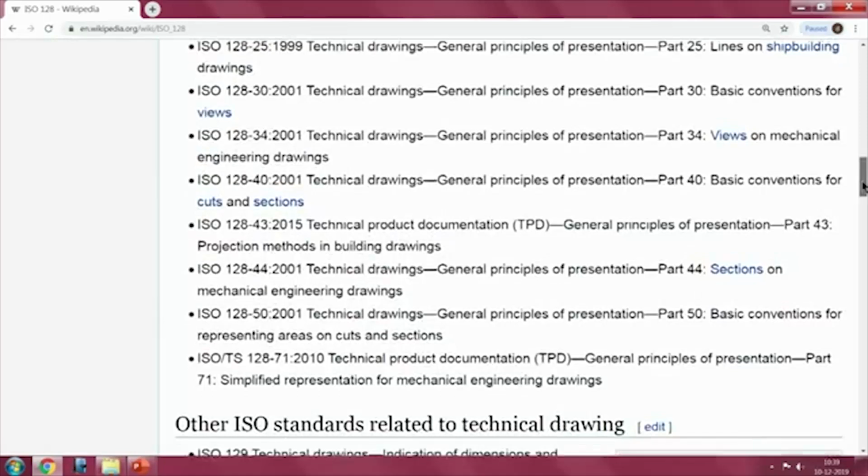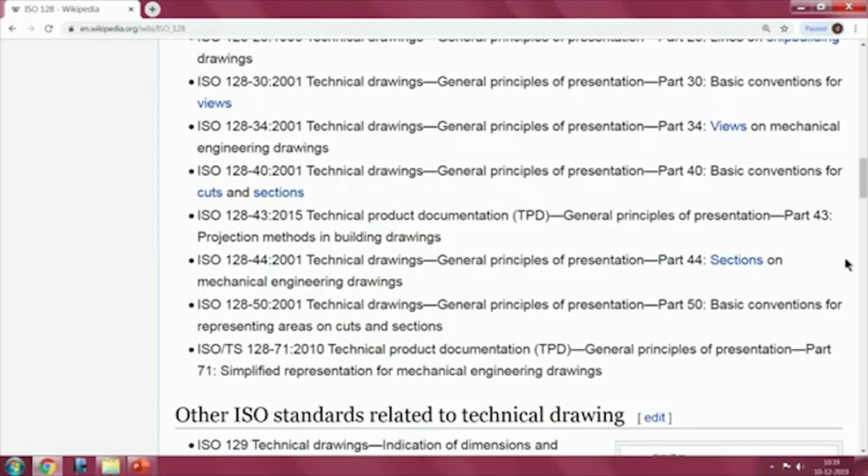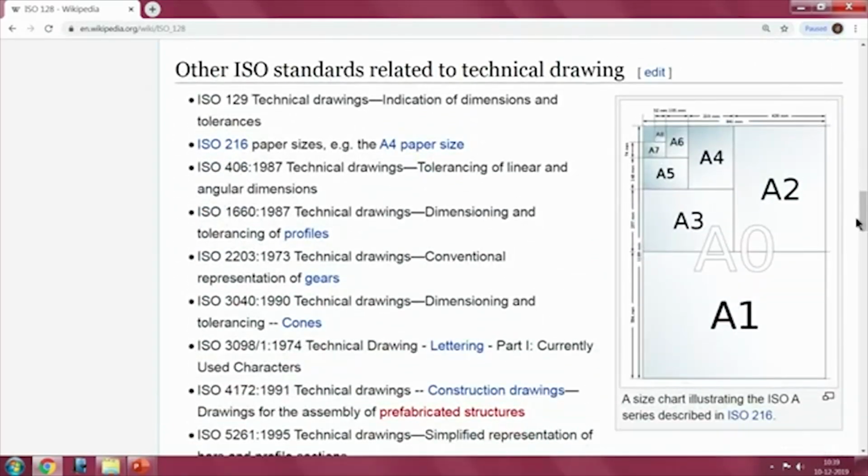All these, a very large number of norms have been presented. Why do I tell you this? Because the design does not stop with you just making a prototype or making something which works.